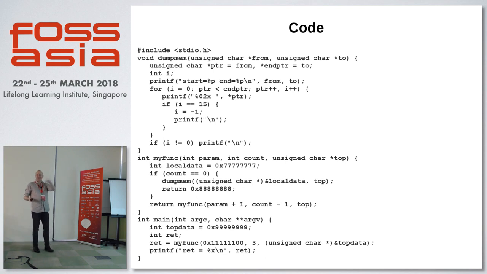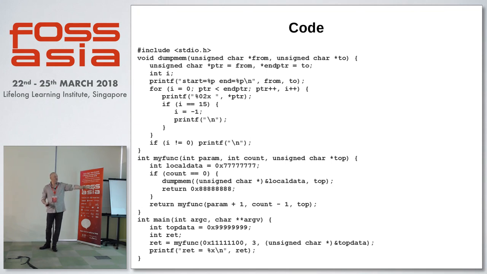And I just have a function, as we were talking about before, where we recurse in a very limited way. So we start, if you go down, I pass in this hex value, 1110, three, the counter, and then just a pointer to the top data value. And then in this function, I have some local data. If count has gone to zero, I dump memory and just return.